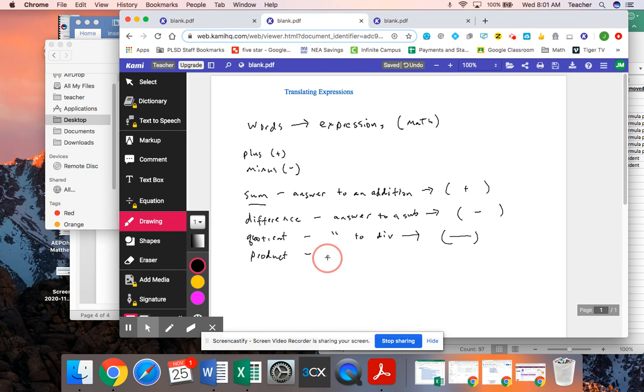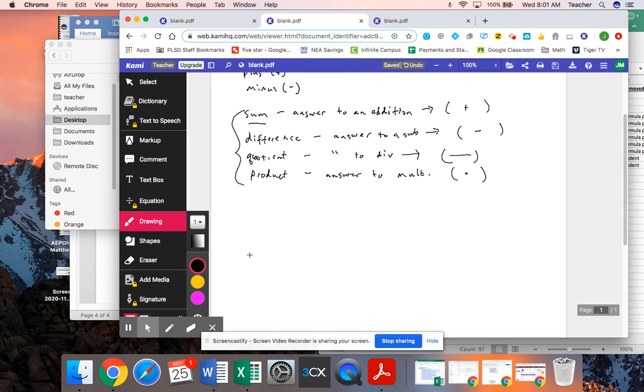The product is the answer to a multiplication problem. And I still do this. Sometimes I put the dot, sometimes I don't. But it's these total things right here that help me translate a little bit more. And then from there, it depends on what's being said.